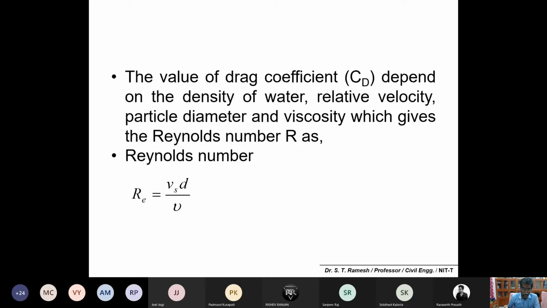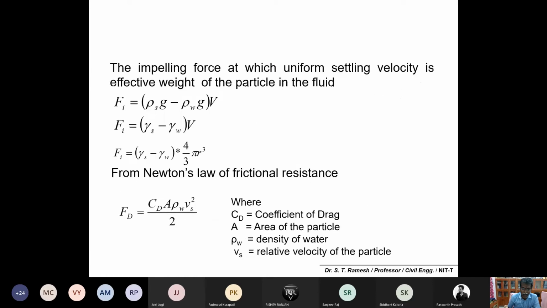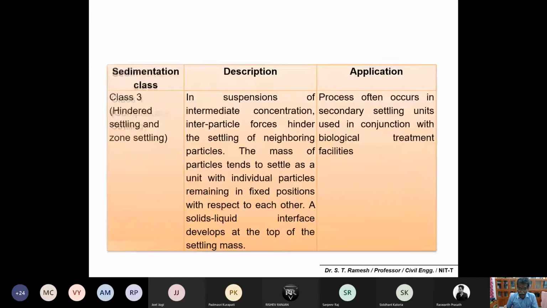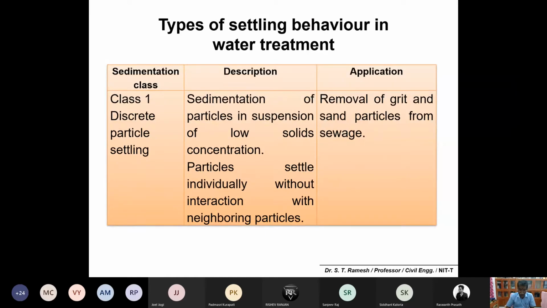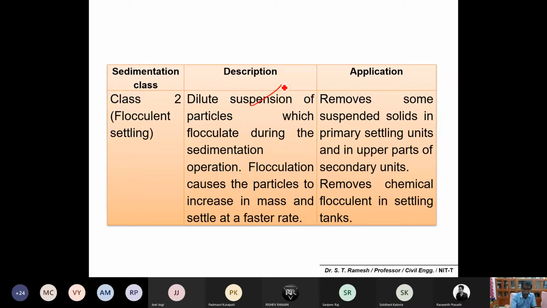Number one, discrete, where the settling may happen with low solids concentration and particles settle down without any interaction with the neighboring particles. So this is type 1 settling. And type 2 also happens in a dilute suspension of particles which flocculate during the sedimentation process. The flocculation causes the particles to increase in mass and settle at a faster rate. This we also discussed in flocculation, orthokinetic and perikinetic, or macroflocculation and microflocculation.